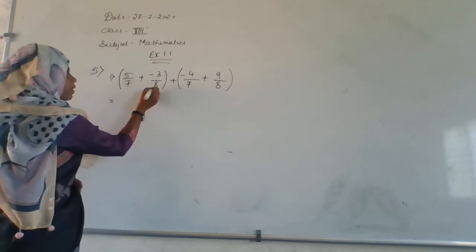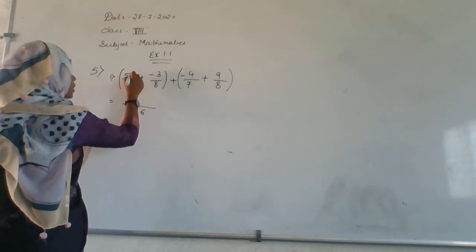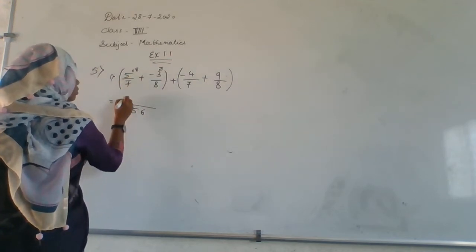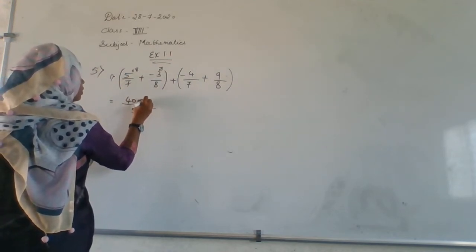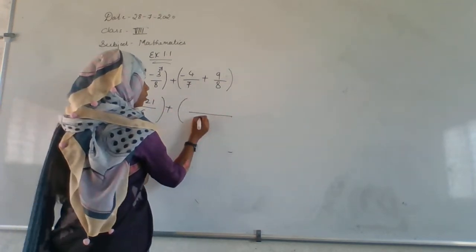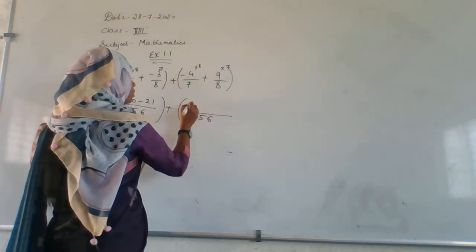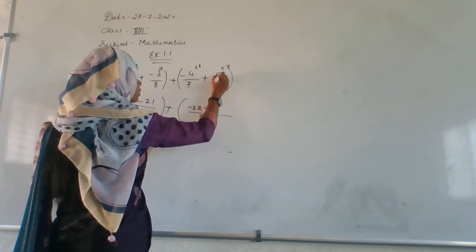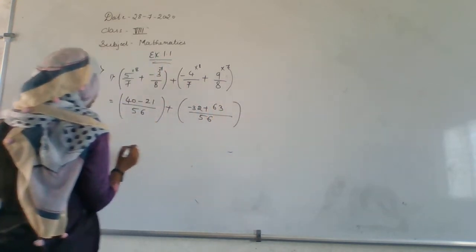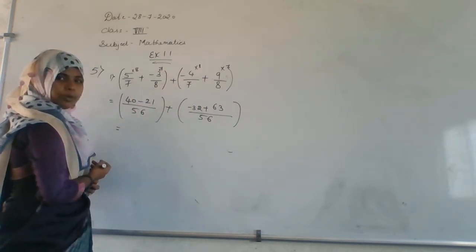The first thing: 7 and 8, where the LCM will always be 56. Here 7 8s are 56 and 8 7s are 56. Now 8 5s are 40 and 7 3s are 21. Now here also there is a bracket, and again the LCM is 56: 7 8s are 56, 8 4s are 32, plus 9 7s are 63. We already applied the closure property for the addition.